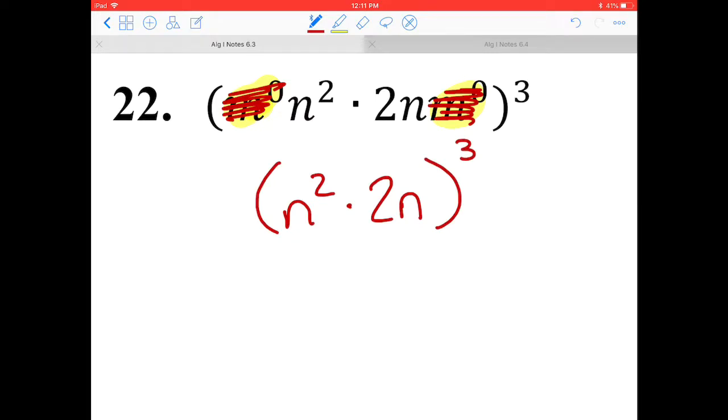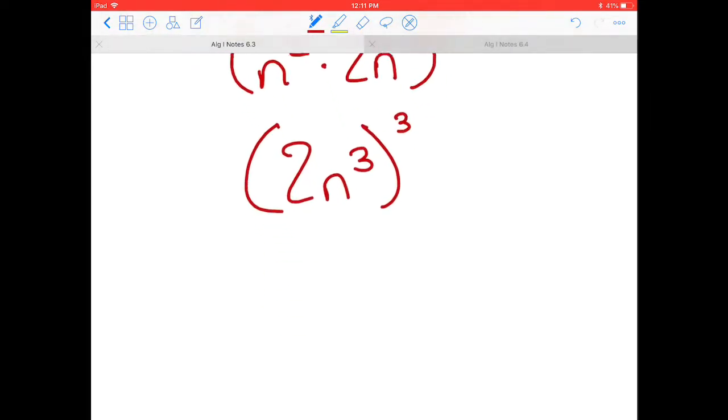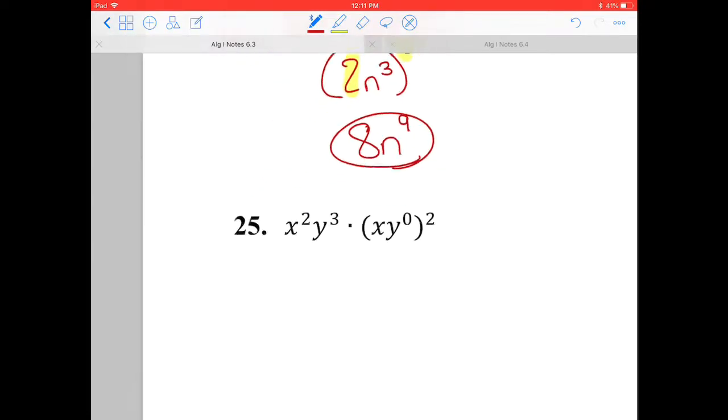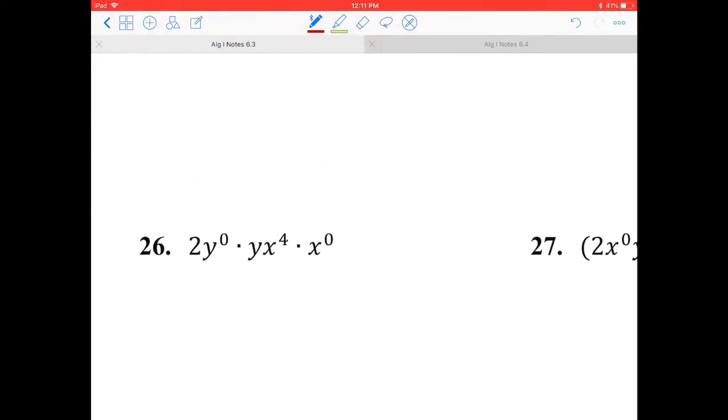So now I can simplify it. Follow PEMDAS. Do what's inside the parentheses first. So n squared times 2n is 2n cubed. Add the exponents. And then I need to cube that again. So 2 cubed is 8. N, 3 times 3 is 9. Okay. One more and then I'll end it.